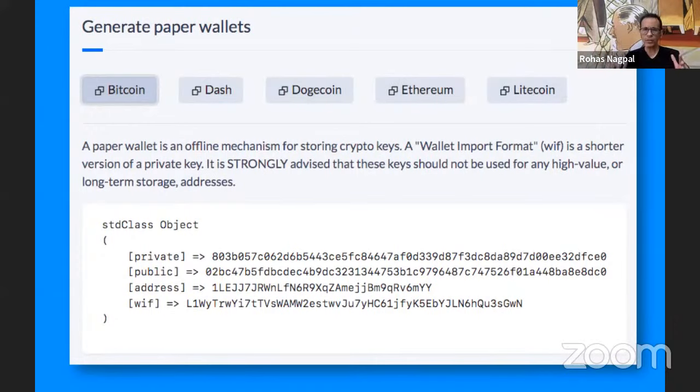In a paper wallet or in many other wallets, because you control your own private key, it's called a non-custodial wallet. You have custody of your own keys and it is always considered the safest.